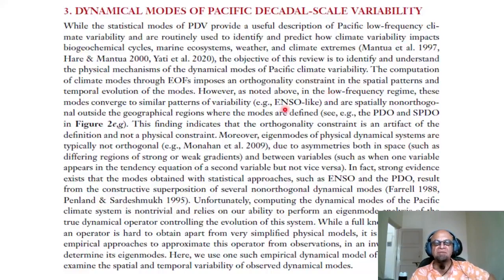The computation of climate modes through EOFs imposes an orthogonality constraint in spatial patterns and temporal evolution of the modes. Empirical orthogonal functions, by name itself, mode 1 is supposed to be orthogonal to mode 2 and so on. However, as noted above, in the low frequency regime, these modes converge to a similar pattern of variability, so they can all look ENSO-like with broader or narrower meridional patterns, and are spatially non-orthogonal outside the geographical regions where the modes are defined.